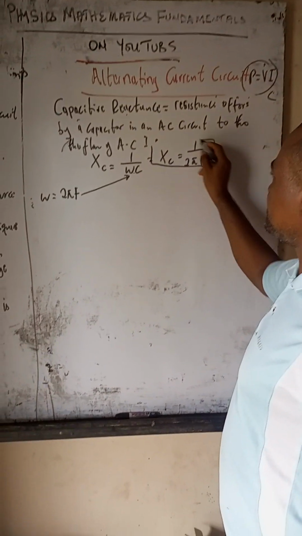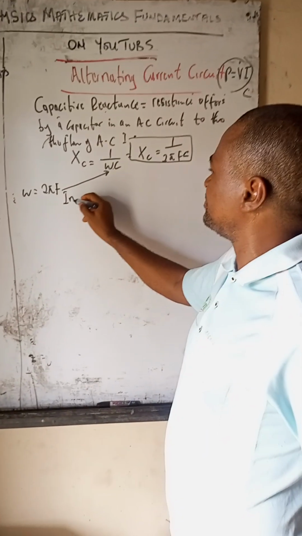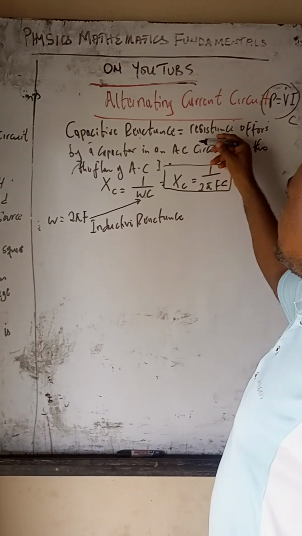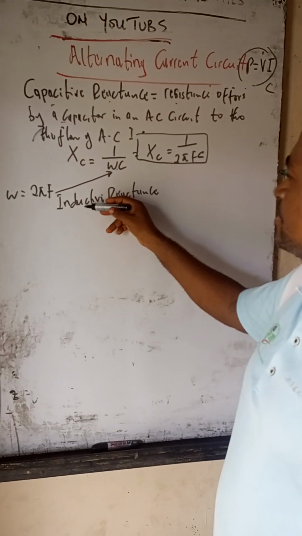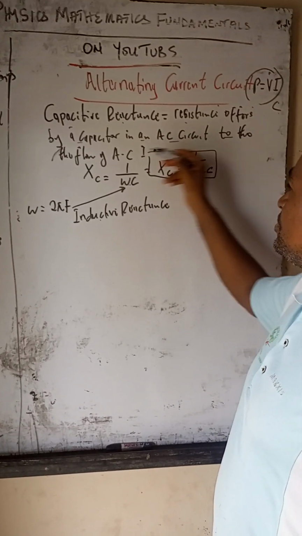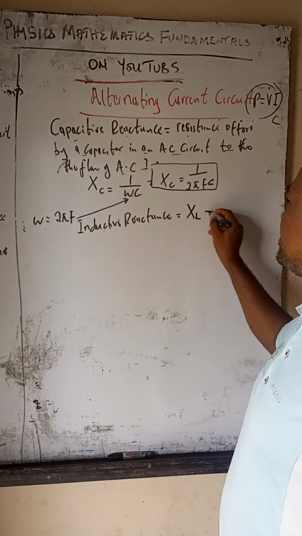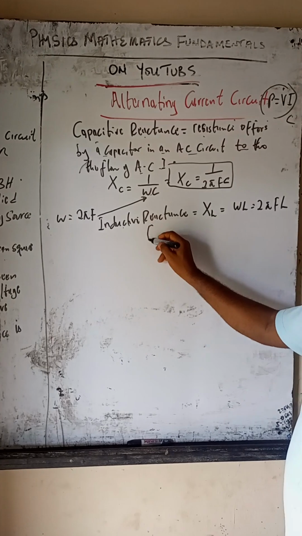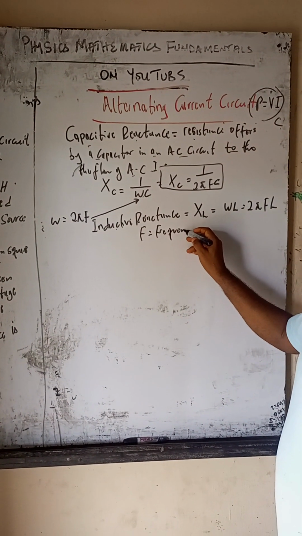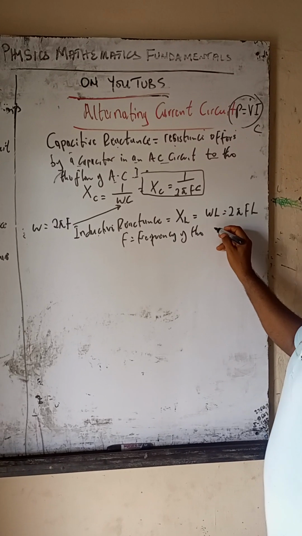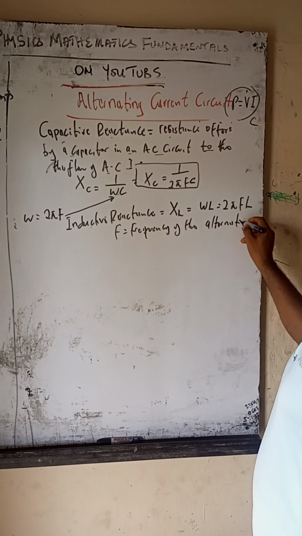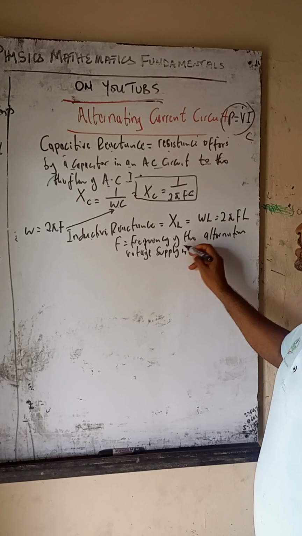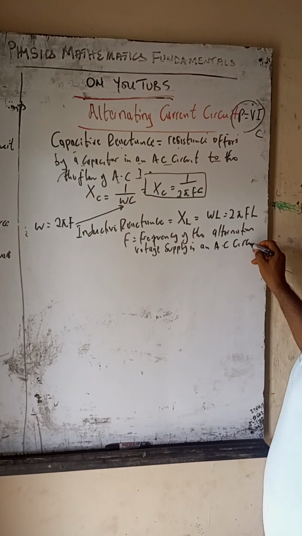Take note of that. Then for the inductive reactance, it is the same thing as the resistance offered by an inductor in an AC circuit to the flow of AC current, and is given as XL equals omega L, which is 2 pi FL, where F is the frequency of the alternating voltage supply in an AC circuit. Take note of that.